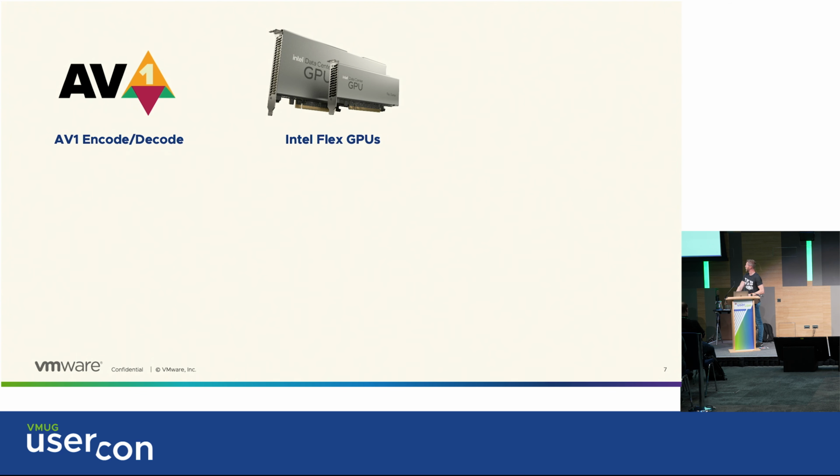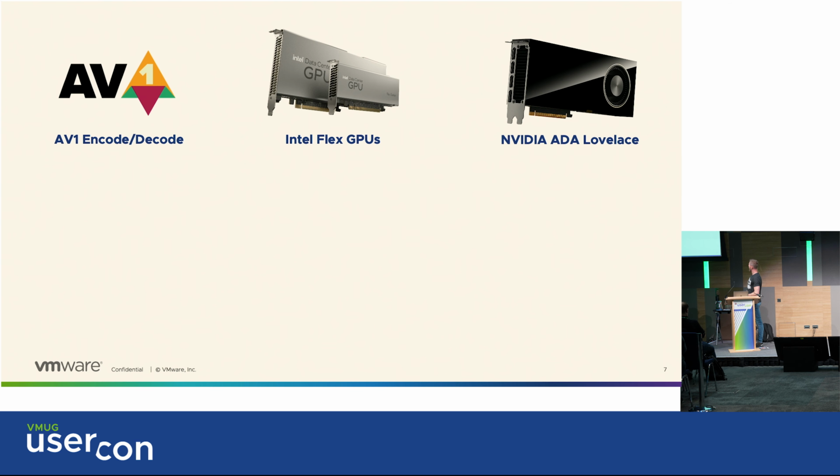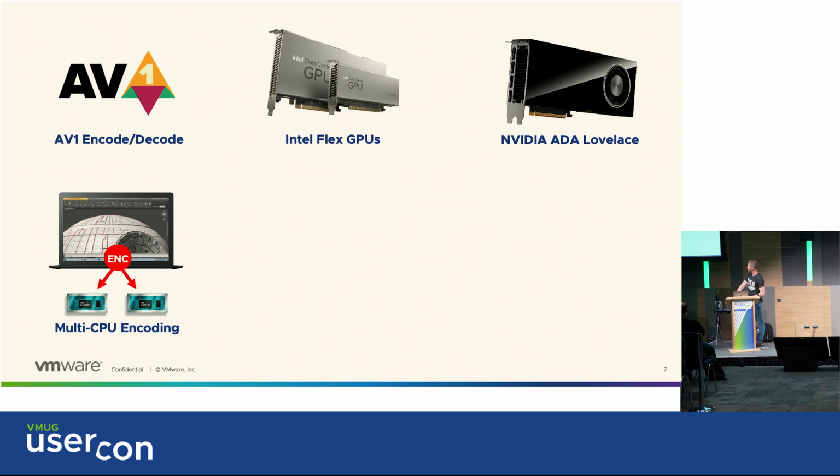So Flex series is fully supported right now, so that's pretty cool. The latest architecture of NVIDIA is supported in Blast Extreme, the Ada Lovelace architecture, and that also fully supports AV1. Now, and I'm not going to show this in the demos, but when looking at encoding Blast Extreme using just CPUs, we now also support multi-CPU encoding. It used to be single-threaded, single CPU, and now it's multi-threaded as well, which, if you don't have GPUs, will have a positive impact on the connection protocol and the user experience.